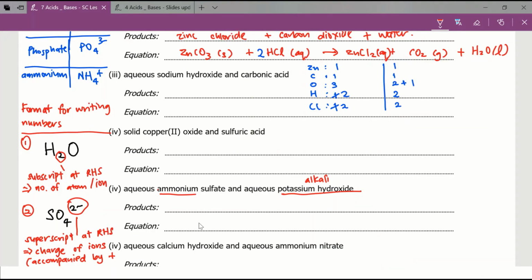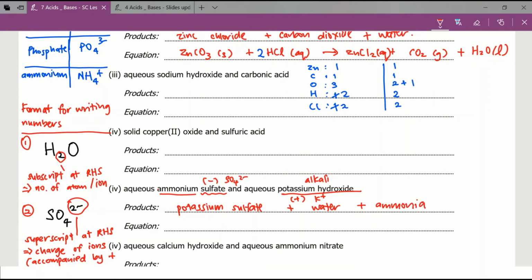Right, so how can we predict the salt that is produced here? We will take the positive ion from the alkali, potassium ion there. So that is K plus. And then we'll take the negative ion from the ammonium salt. So this is SO4 2 minus, sulfate ion. Hence our product, the salt, is potassium sulfate. And the other two products will be water plus ammonia.